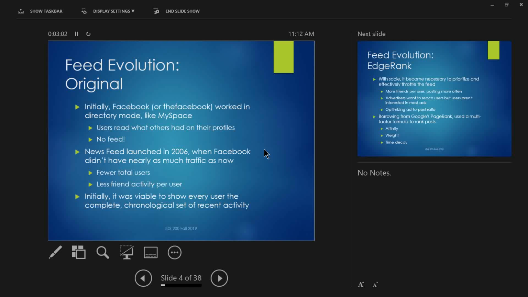MySpace was what there was before Facebook, and it was directory mode, which means if you wanted to see what was going on with one of your friends, you actually had to go to your friend's page and look at all the stuff that they posted. So you had to take a more proactive approach to finding out what was going on with people. Users read what others had on their profiles. There was no feed. Facebook launched Newsfeed in 2006.